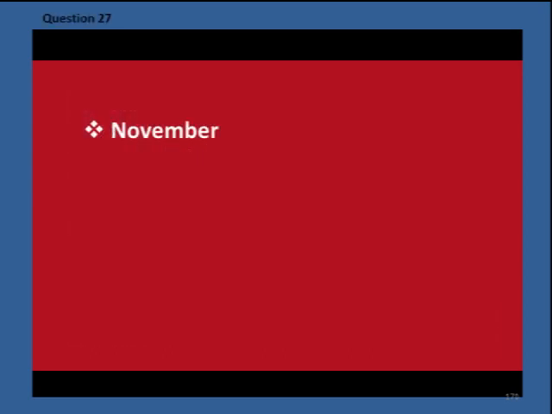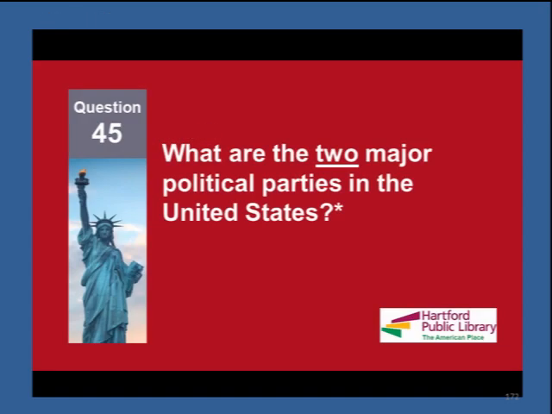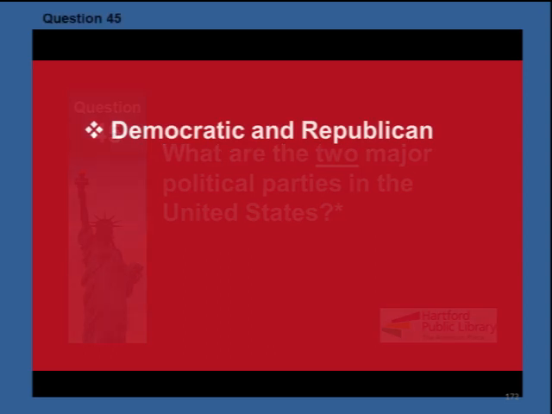November. We vote for president in the month of November. Question 45. What are the 2 major political parties in the United States? The Democratic and Republican parties. The 2 major political parties in the United States are the Republican and the Democratic parties.